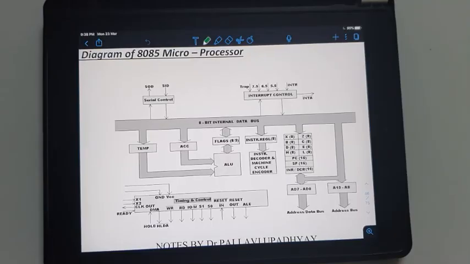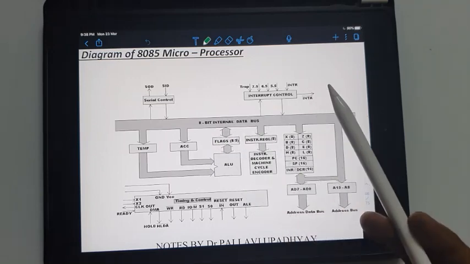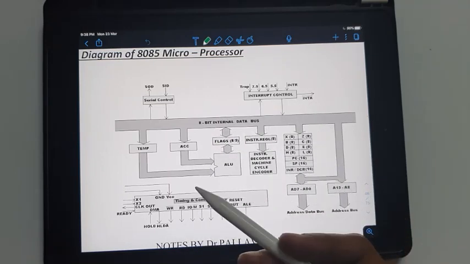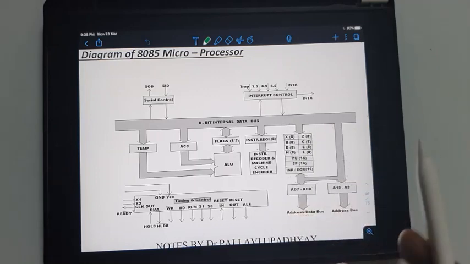Let us now start the diagram of the 8085 microprocessor. The diagram is divided into two parts with reference to this internal data bus. Since the 8085 is an 8-bit microprocessor, the internal data bus is 8-bit. Whenever someone says that it's a 64-bit microprocessor, it means that the internal data bus is 64-bit.